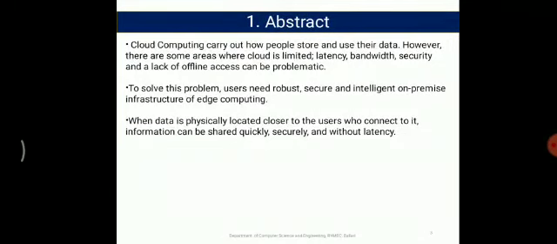Here, the word edge refers to distribution. In order to improve the reliability and faster response time, combine both the cloud and the edge infrastructures. When the data is physically located closer to the users who connect to it, information can be shared quickly and securely. In financial services, gaming, healthcare, and retail, low levels of latency are vital for a great digital experience.